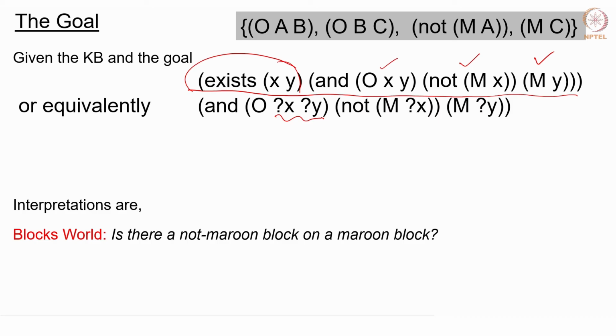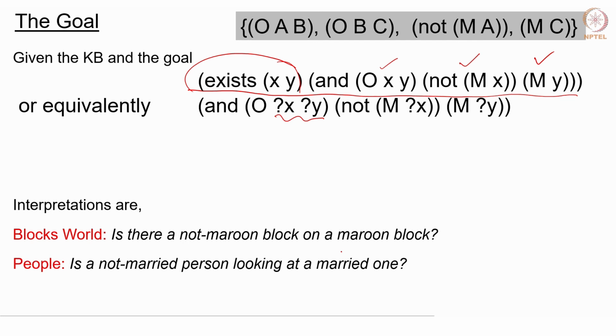So in the blocks world, that query would mean, is there a non-maroon block on a maroon block? Now, if you remember, we had three blocks, A, B, and C. A was not maroon. B, we did not know whether it was maroon or not maroon. And C, which was at the bottom, was maroon. The question we are asking: is there a non-maroon block on a maroon block? In the world of people, we asked the question, which I had asked you earlier also: is a not married person, if you want to say unmarried, but just to be logical, unmarried is the same as not married, looking at a married one?